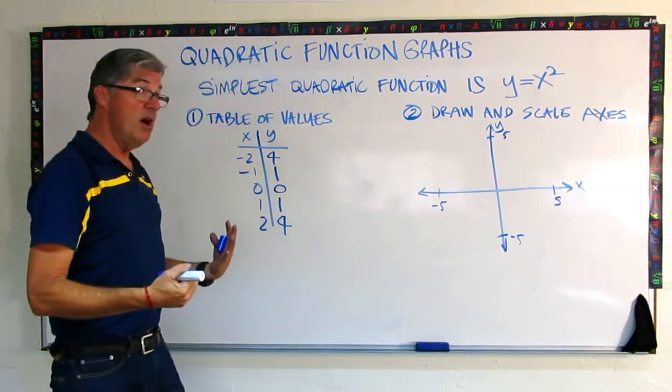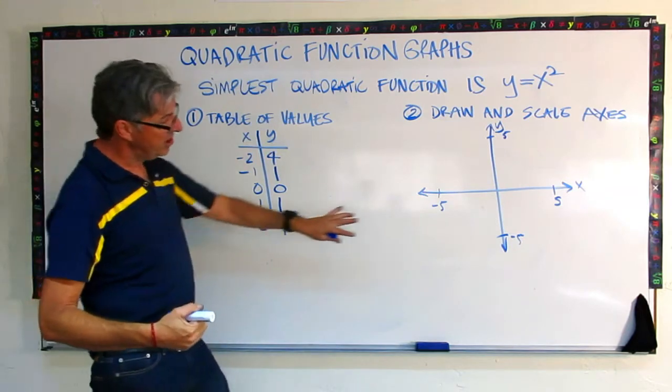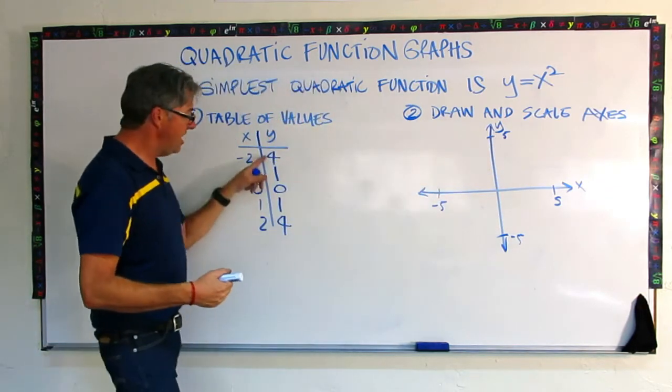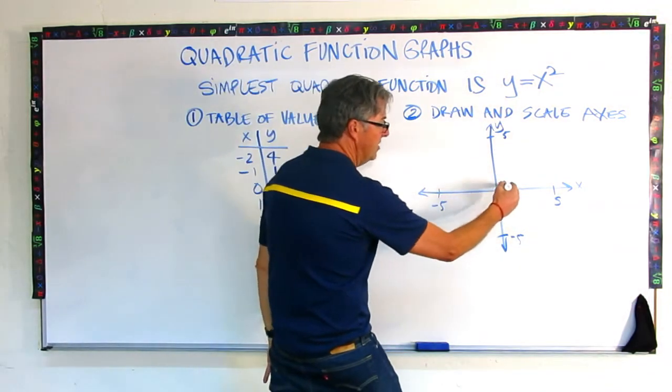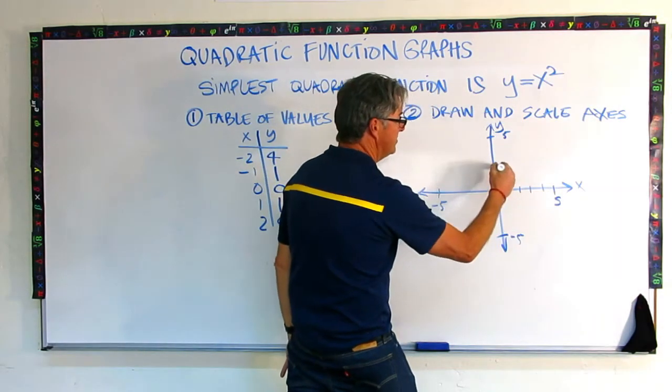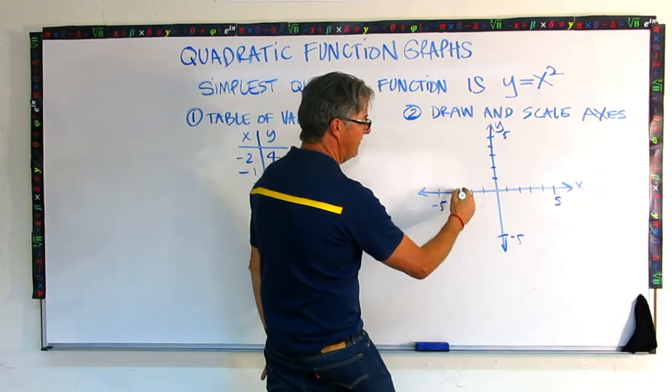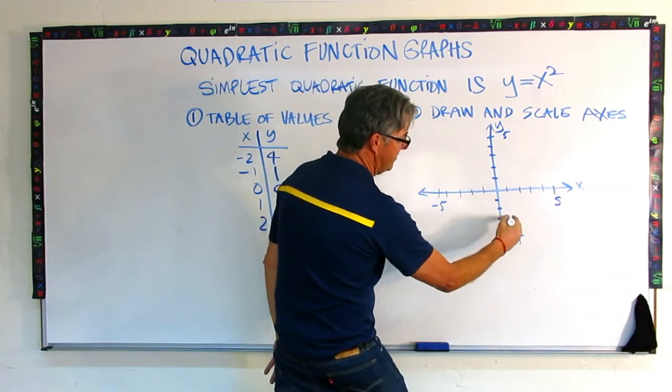And so now I know that all 5 of these points are going to fit inside here because nothing's bigger than 4. Now if I want, I can put my little tick marks for 1, 2, 3, 4, 1, 2, 3, 4, -1, -2, -3, -4, -1, -2, -3, -4.